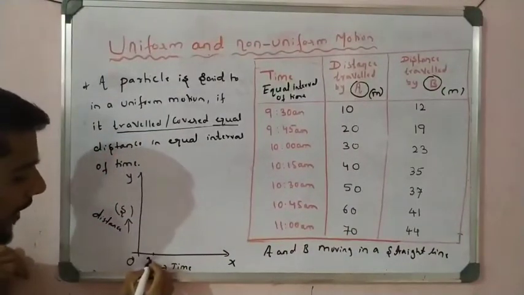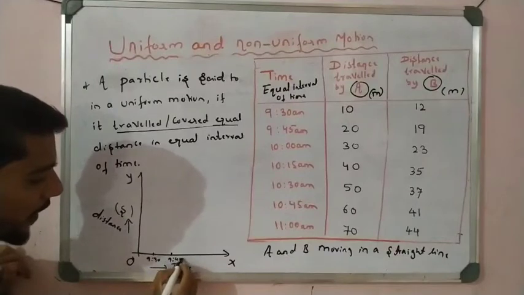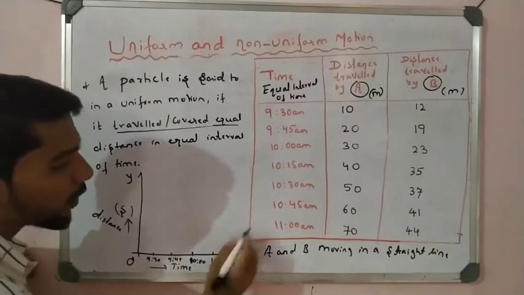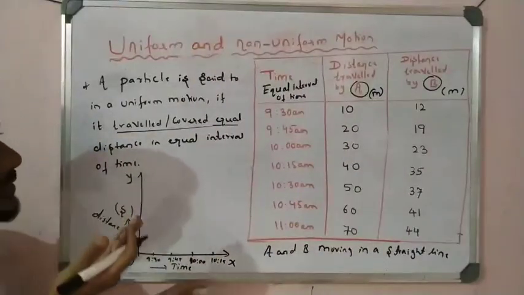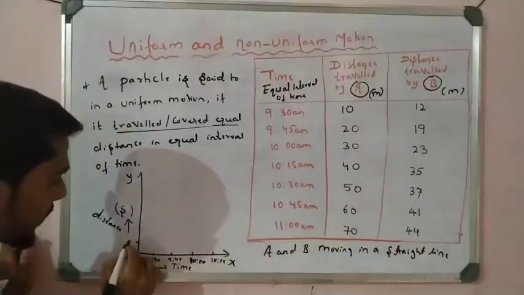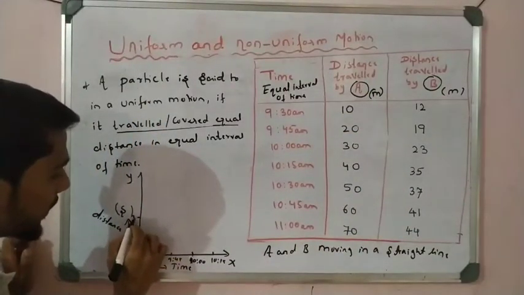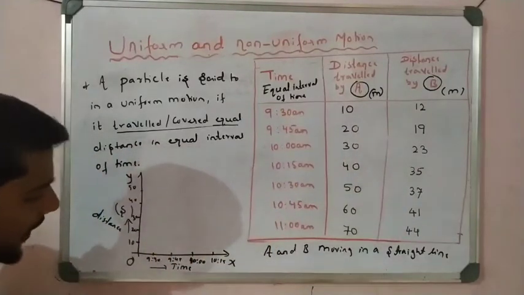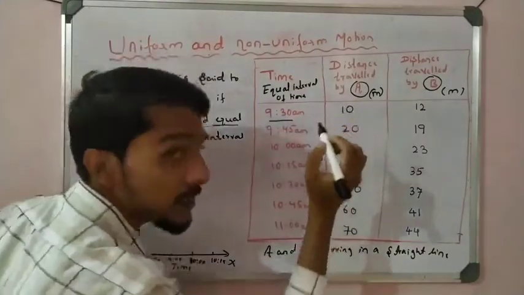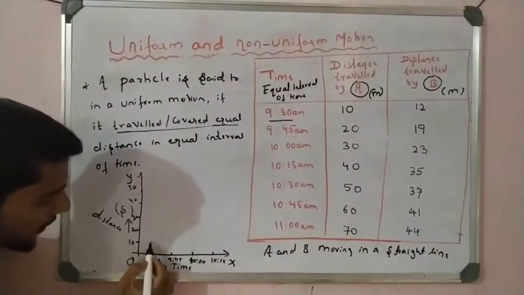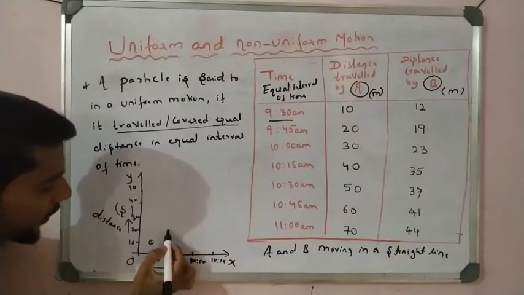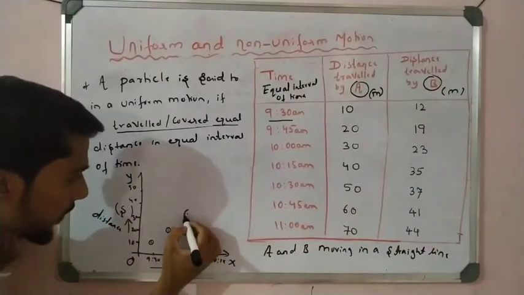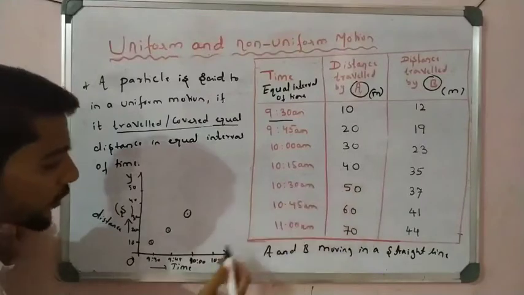For example, it is 9:30, and here it is 9:45, and 10, and 10:15, and so on. And in the y-axis I can write the distance. So first 10, then 20, 30, 40, 50, up to 70. Now see, at the time 9:30 the distance is 10 meters. So at 9:30, 10 meters, I put a point here, and at 9:45 it is 20, and at 10 it is 30, and at 10:15 it is 40.